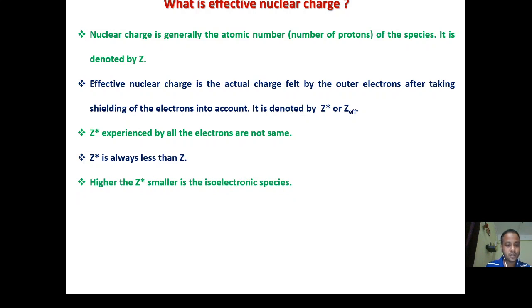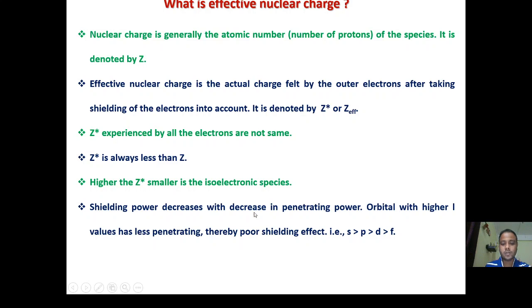Higher the Z star, effective nuclear charge, smaller is the isoelectronic species. That means if effective nuclear charge increases, what will happen? It will pull the electrons towards itself with a stronger force, and consequently the distance between the electron and nucleus will decrease, and hence smaller will be the species.